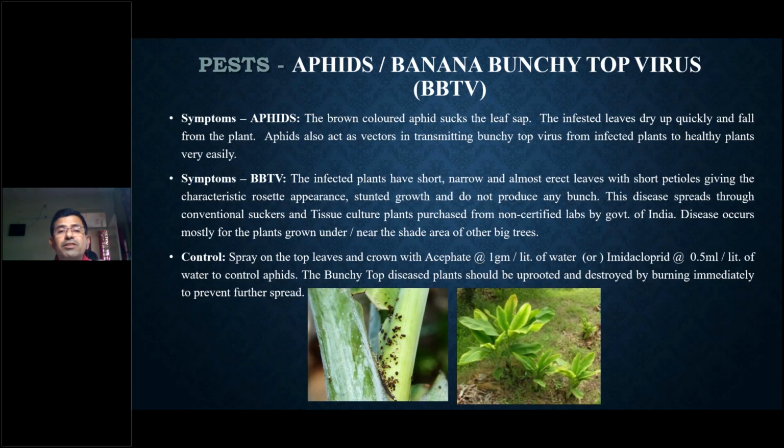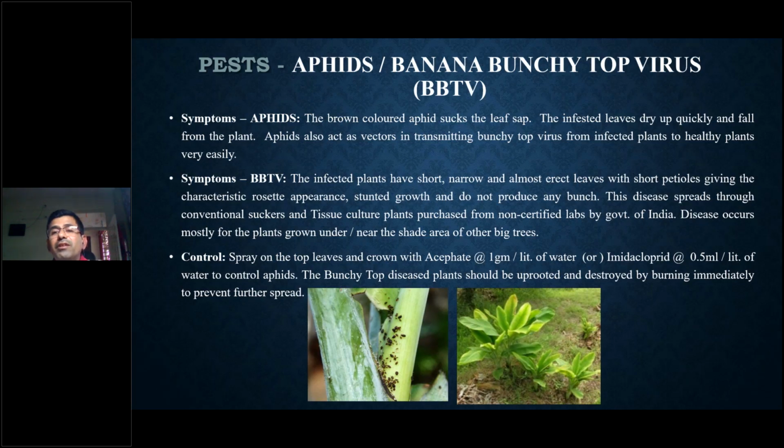Symptoms of this bunchy top virus: the infected plants have short, narrow, and almost erect leaves with short petioles, giving the characteristic rosette appearance, stunted growth, and do not produce any bunch. This disease spreads through conventional suckers, and tissue culture plants purchased from non-certified labs.